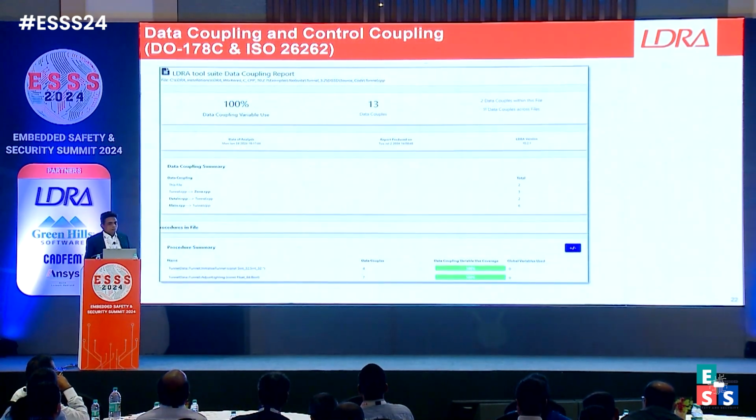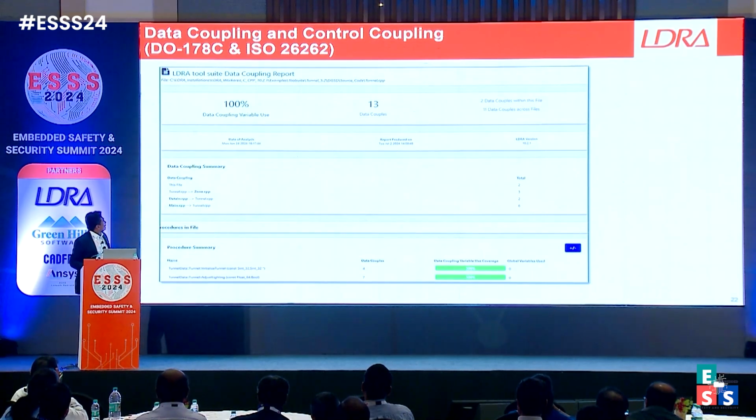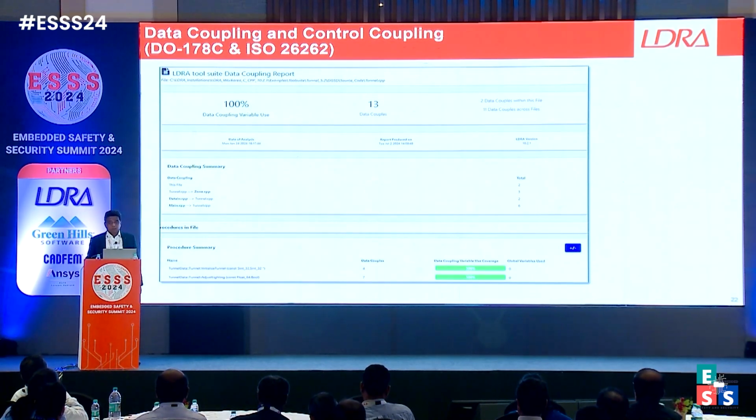Now coming to DO-178C and ISO 26262, I think most of you might have heard about the data coupling and control coupling analysis. The tool suite is capable of providing you reports for data coupling and control coupling analysis. Some of you might have already seen this report. Here the report states that the data coupling is 100% with respect to 13 data couples which exist, where 2 are within the file and 11 data items are traveling across different files.